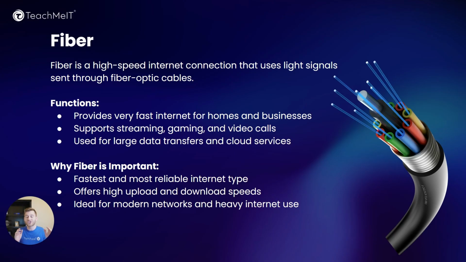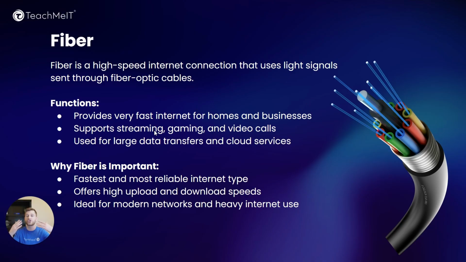Fiber is an extremely high speed form of internet connection that uses light sent through fiber optic cables. It's by far one of the most popular and the fastest internet available today. In terms of function, it provides fast internet for both homes and businesses.